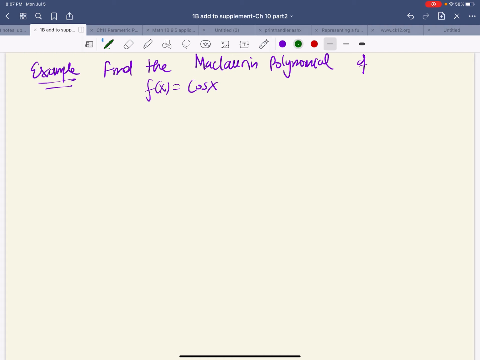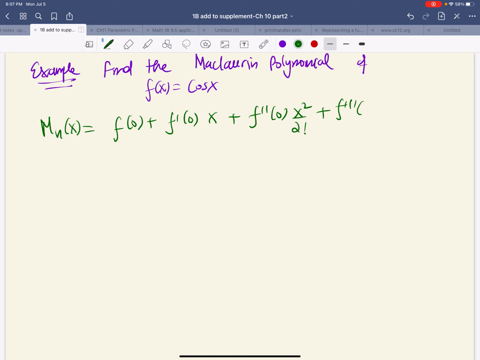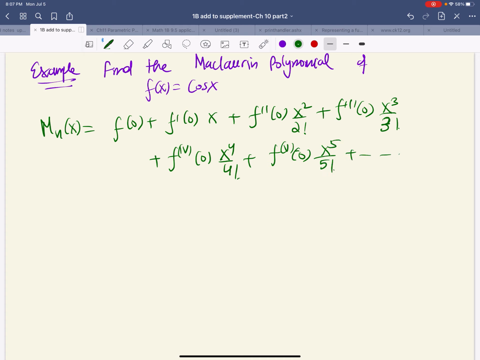Next, we want to find the Maclaurin polynomial for f of x equals cos x. A Maclaurin polynomial is necessarily a Taylor polynomial centered at 0. So the Maclaurin polynomial would be f of 0 plus f prime of 0 x, plus f double prime of 0 x squared over 2 factorial, plus f triple prime of 0 x to the third over 3 factorial. All the a's become 0 in this case. Then the fourth derivative at 0, x to the fourth over 4 factorial, fifth derivative at 0, x to the fifth over 5 factorial, and so on.